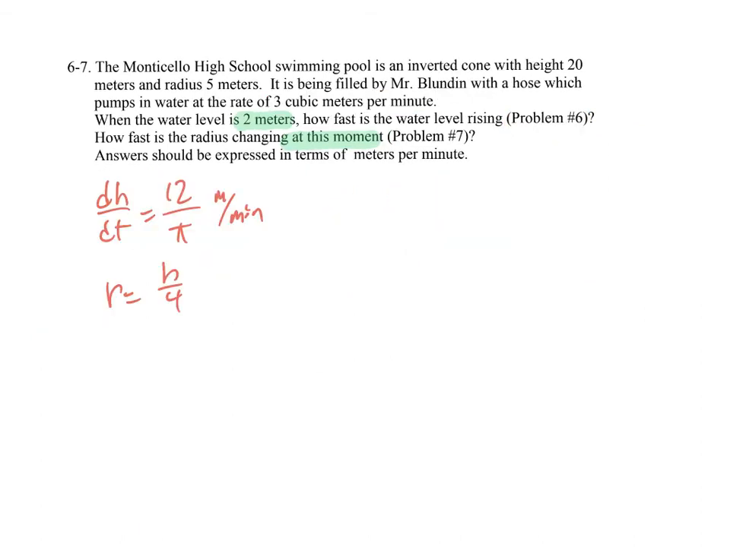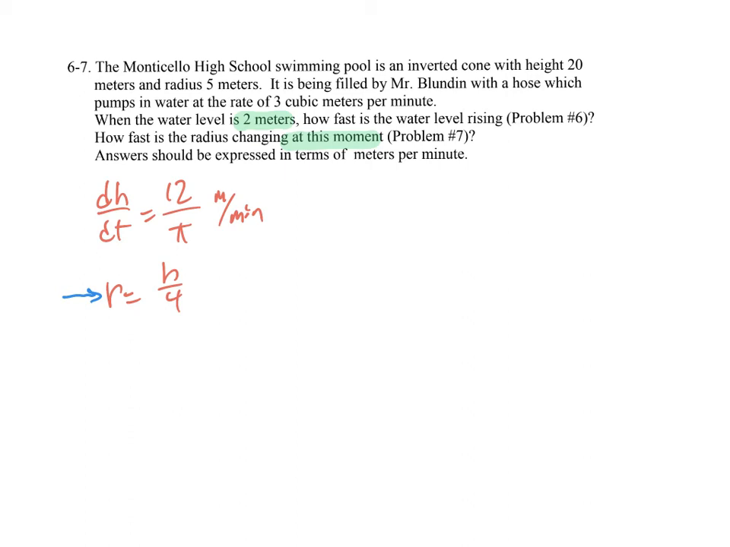So as I said from the last slide, we do have some important information. We know that dh dt is 12 over pi. We know there's a relationship between r and h. And so all I'm going to do is implicit differentiation on this equation, r equals h over 4, and then I'll be able to relate the rates and solve for dr dt.